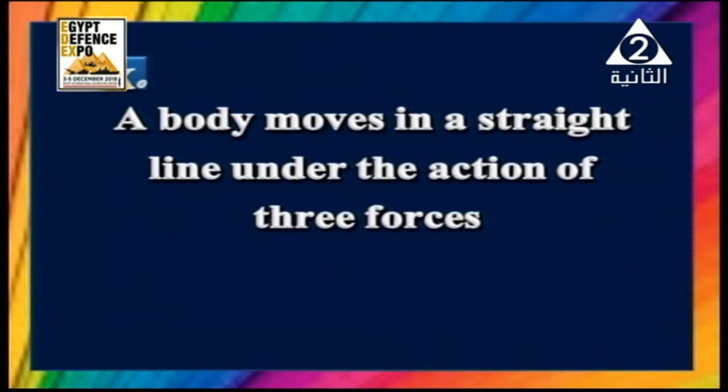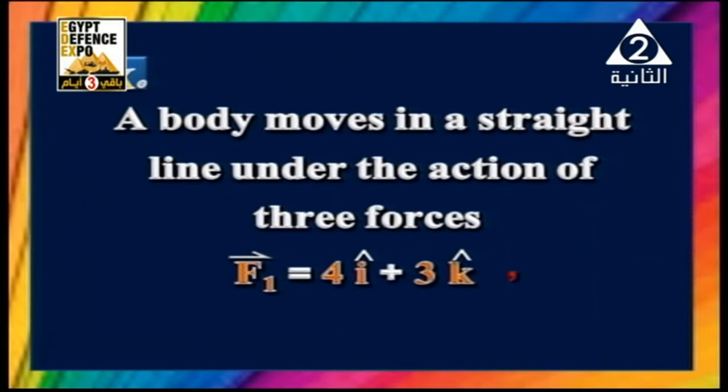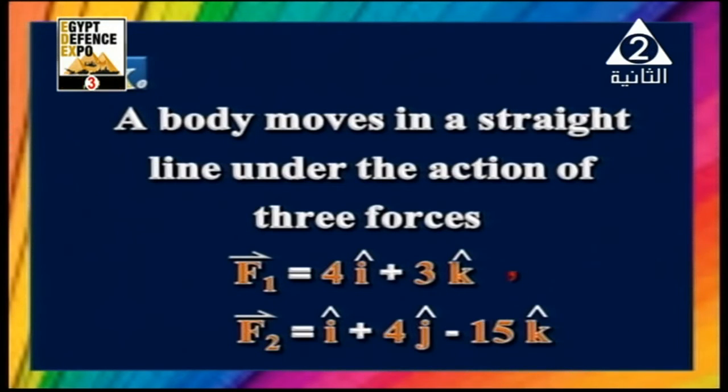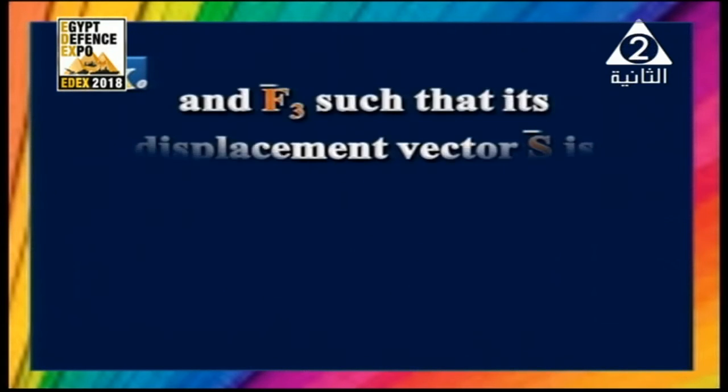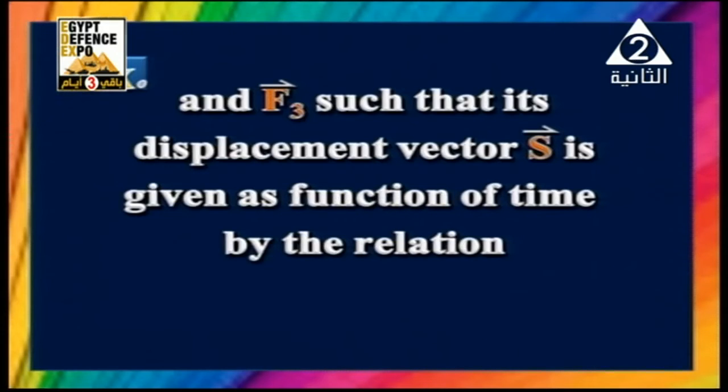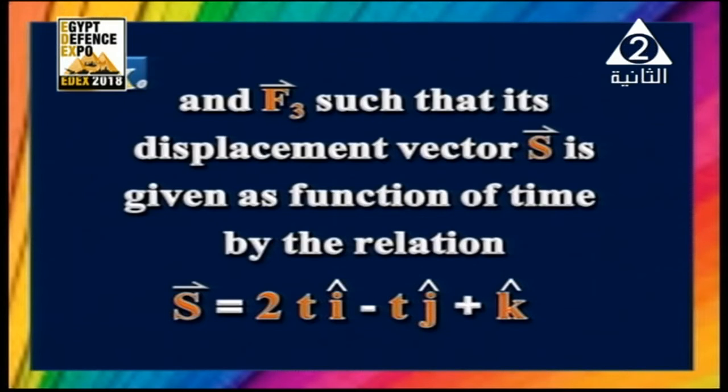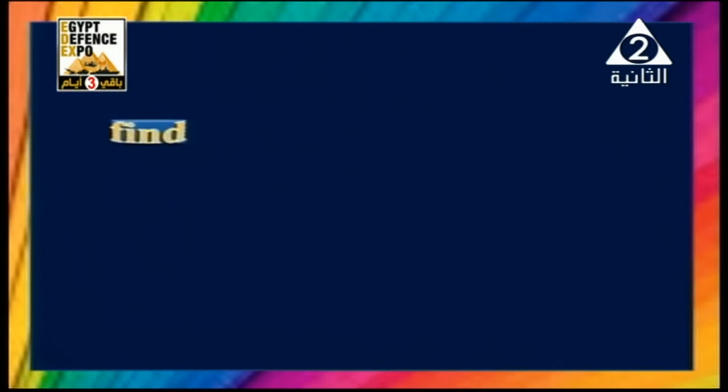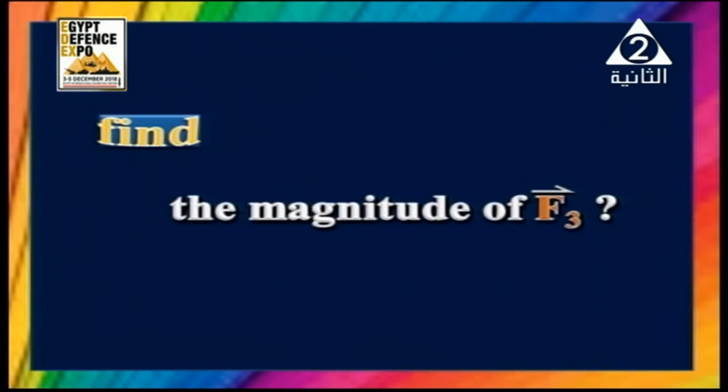Another example. A body moves in a straight line under the action of three forces. F1 equals 4i plus 3k. F2 equals i plus 4j minus 15k. F3 is such that its displacement vector s is given as a function of time by the relation s equals 2t i minus t j plus k. What is required? Find the magnitude of F3, the third force.